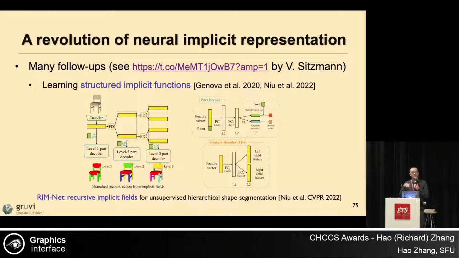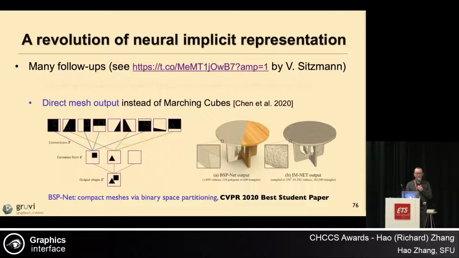So one line of extension or generalization is to go for a structured implicit representation. You have parts and relations. Another line of approach is to actually get a mesh directly without using marching cubes. This was our work called BSP-Net. Actually took a very classical graphics concept called binary space partitioning. And this paper was the winner of the CVPR 2020 Best Student Paper.